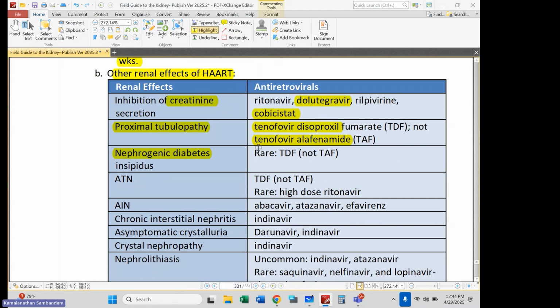Nephrogenic DI is associated with, again, tenofovir disoproxil, but is an uncommon manifestation of that. ATN, again, can be a manifestation of tenofovir. You can see that tenofovir is a generalized tubular toxin resulting in tubulopathy, proximal tubulopathies, distal tubulopathies resulting in nephrogenic DI, and then ATN at high doses and typically with concomitant tubular toxins.